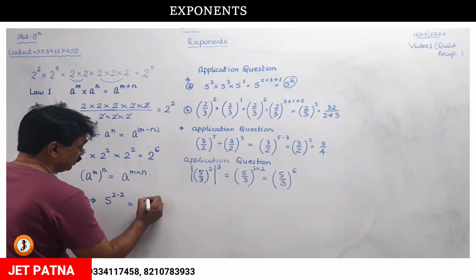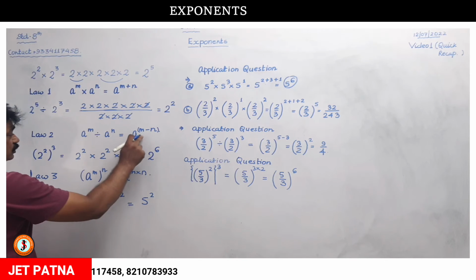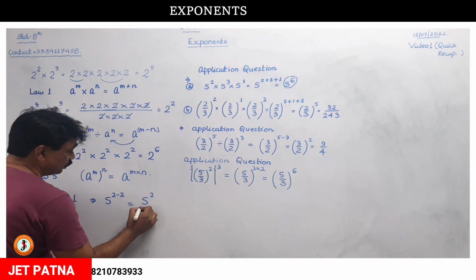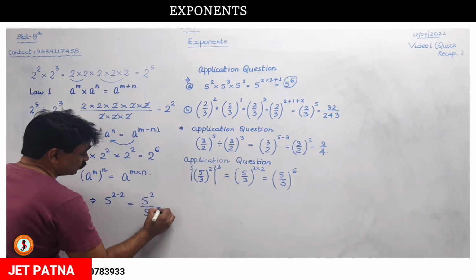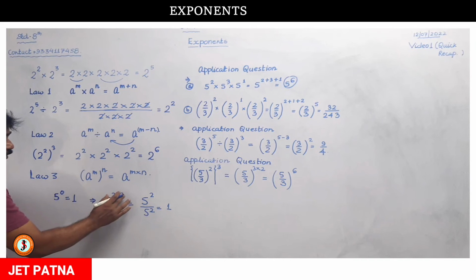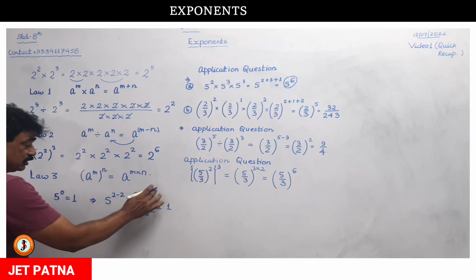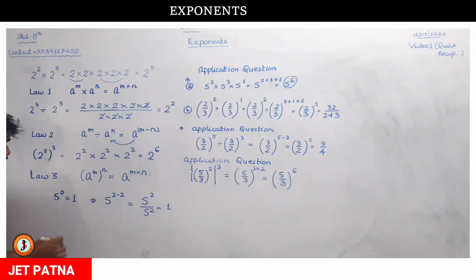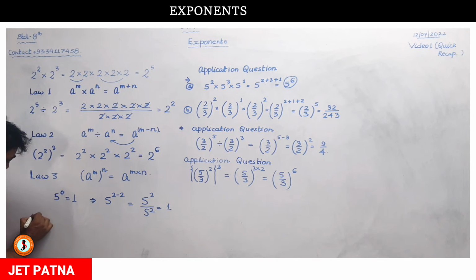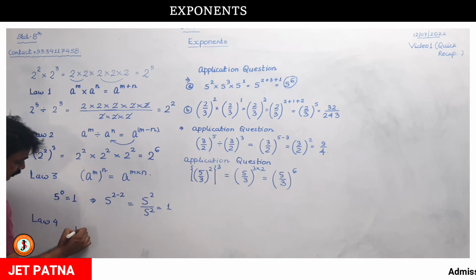5 to the power 2 minus 2 is, recall division, m minus n. If we write it in a reverse way, it will be 5 to the power 2 divided by 5 to the power 2 again. So this becomes 1. So the simple explanation is this: same number divided by same number, you get 1. So anything to the power 0 is in fact 1. So law 4 says anything to the power 0, that means a to the power 0, is equal to 1.